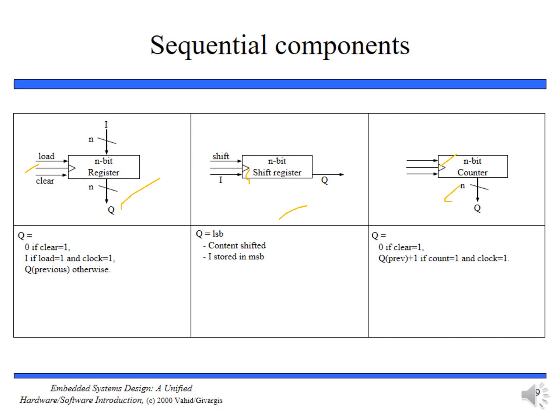If S is 1, a 1 is stored. If R is 1, a 0 is stored. If both are 0, there is no change. S means set, and set means 1. R means reset, and reset means 0.